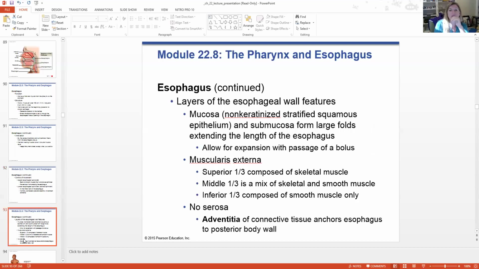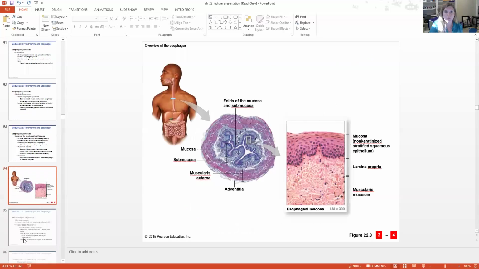There are some different layers here. Our esophagus is a little different from some of our other organs. You have a mucosa that's non-keratinized, just like the inner lining of our cheek. The submucosa is there as well, holding all the vessels in place. There's a muscularis externa, which is some skeletal muscle. Right? When you think skeletal muscle, you should think voluntary. And then the rest is smooth muscle. So it kind of transitions as you go down through the esophagus. There's no serosal covering, so there's just an adventitia of connective tissue anchoring it into place. There you see the lumen is very closed.